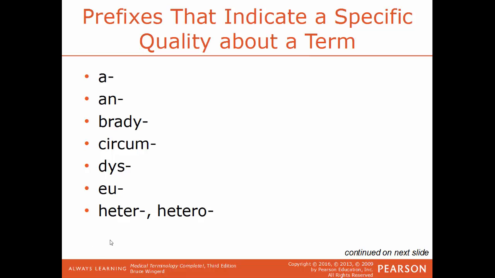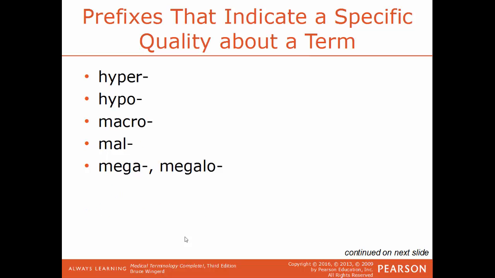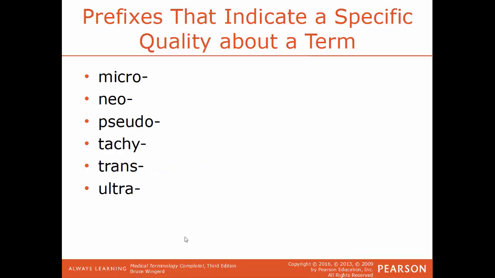And the last two on here, heter or hetero, means different. A heterosexual couple is a man and a woman, two different sexes. Hyper means above, and hypo means below. So a hyperactive child has more energy than normal. Hypo would mean less than. Macro means large. Mal means bad. Mega or megalo means large. Micro would be the opposite of macro. Micro would mean small. Think of a microscope, it's a tool that is used to view things that are really, really small. So a microscope.